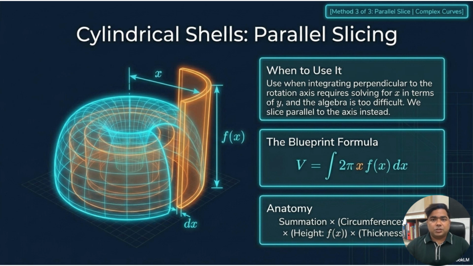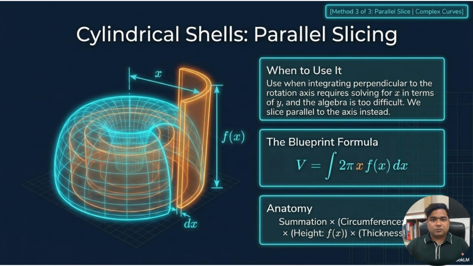The formula shown here is V equals the integral from a to b of 2 pi x f of x dx. Verbally, we say volume equals the integral from a to b of 2 pi times x times f of x with respect to x. Let us understand the anatomy of this formula. 2 pi x represents the circumference of the shell, f of x represents the height of the shell, dx represents the thickness of the shell.